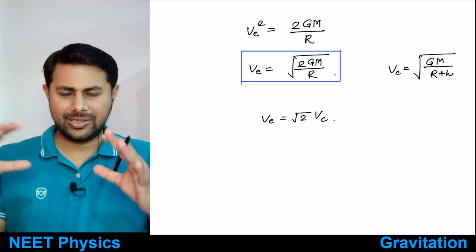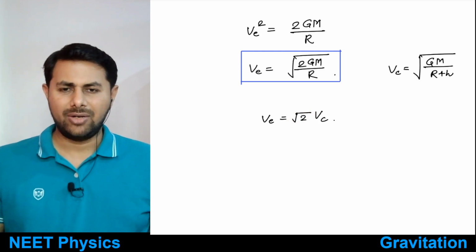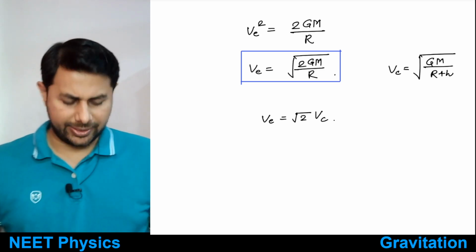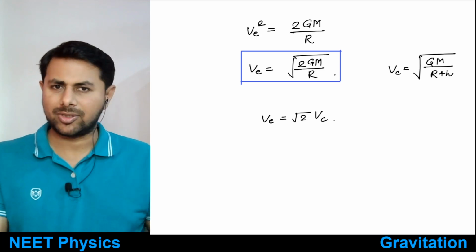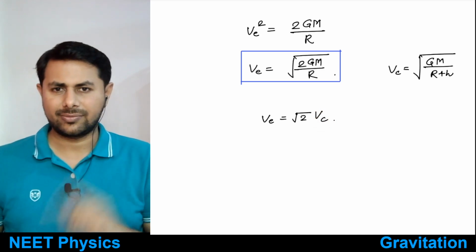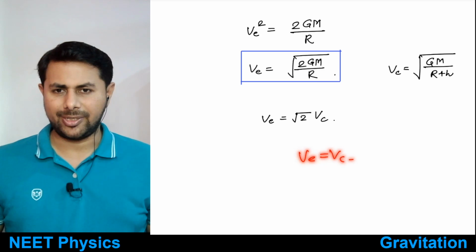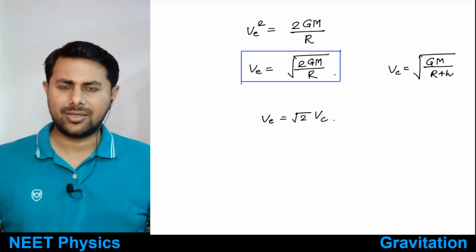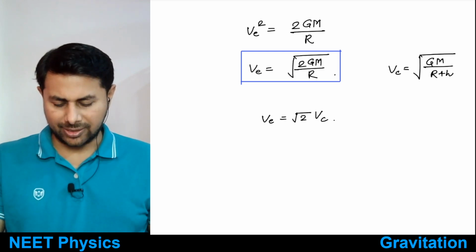Escape speed of a satellite which is resting on Earth is equal to what? Root 2 times the critical velocity of a satellite. Critical velocity is the velocity with which the satellite must revolve in any orbit, we can say. So escape speed on Earth for a satellite resting on Earth's surface is equal to root 2 times the critical velocity near the Earth's surface. But if the satellite is already revolving, not resting, then its escape speed would be equal to its critical speed. For a resting satellite it's root 2 times critical velocity. For a revolving satellite, v is equal to vc. Remember this thing.